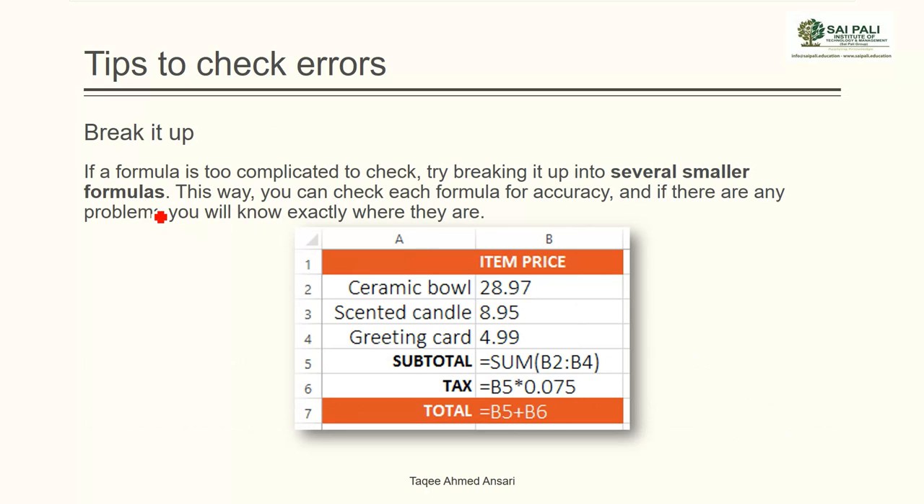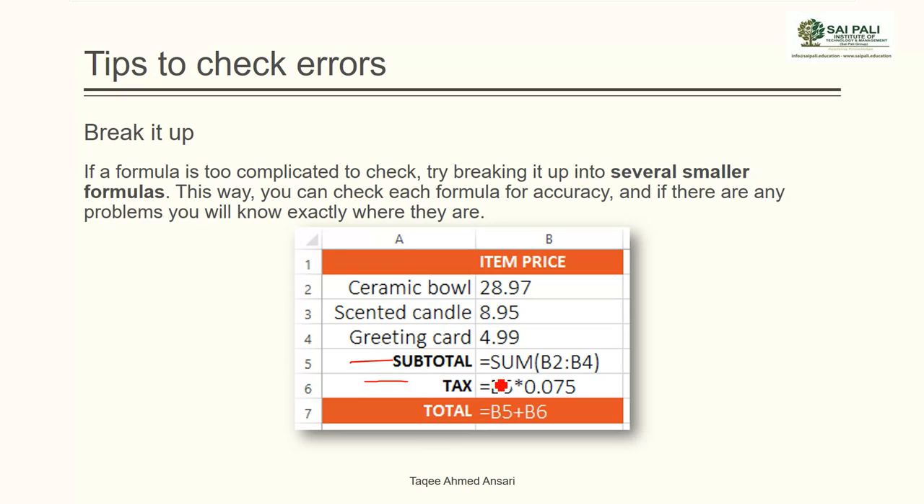Then break it up. That means if your formula is too complicated to check, try to break it up into several smaller formulas. It is a good idea to break a single big formula into small formulas. So what will it do? It will be easy to guess, easy to read also, and it will be easy to check your formula also.